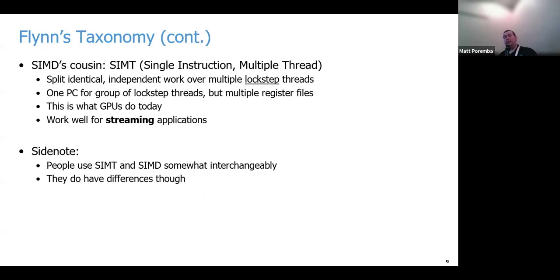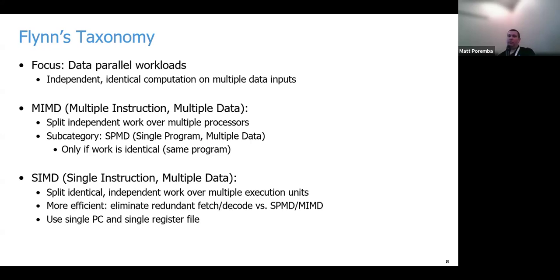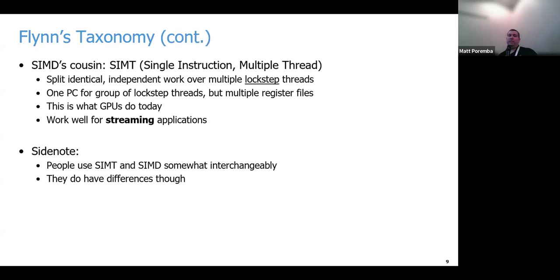The reason I said that GPUs are kind of SIMD, though, is they actually have a cousin called SIMT, which stands for single instruction multiple thread, and that is what GPUs are actually doing. The idea here is, instead of splitting that identical independent work over multiple execution units like SIMD would, and SIMD would be like an Intel or IBM or ARM vector unit on a CPU, in SIMT we're splitting that independent identical work over multiple threads that are usually executing in lockstep, although in recent years AMD and NVIDIA have introduced some ways to relax that assumption. What that means is we have a single PC for a group of threads executing in lockstep, but each of them accesses essentially an independent piece of the register file. This turns out to work really well for the kinds of applications that are traditionally and currently running on GPUs.